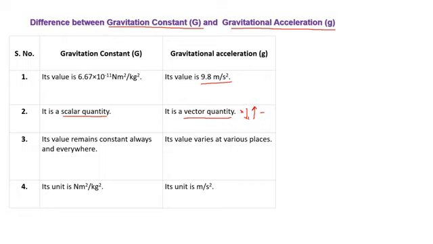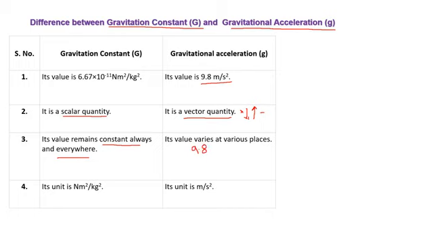Now the value of capital G remains constant always and everywhere. Whereas if I consider the acceleration due to gravity, on earth the value is 9.8 meter per second square, but it depends on location.